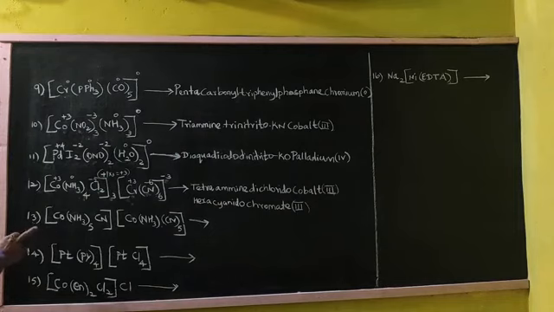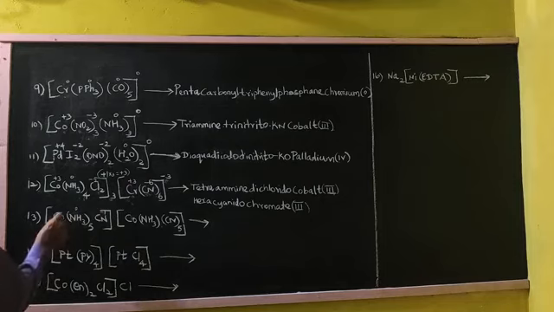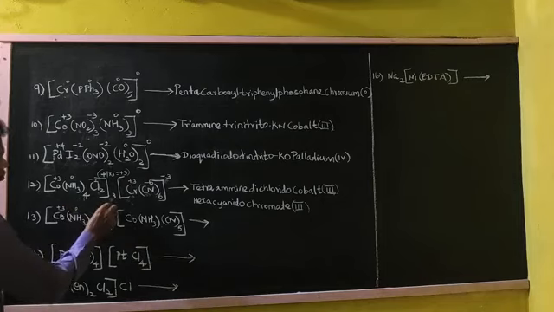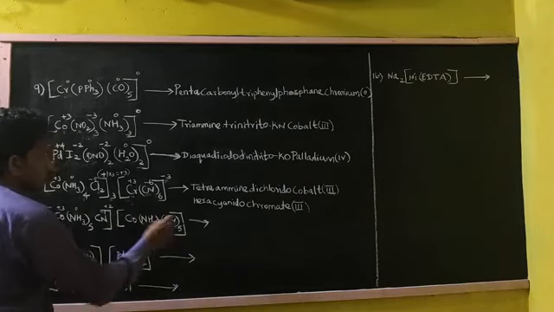Okay. Now the 13th compound, charge separation we see here. Cyanido -1, ammine neutral ligand, cobalt +3. So total +2, right? So this right side coordination sphere will be -2. So how will it come?